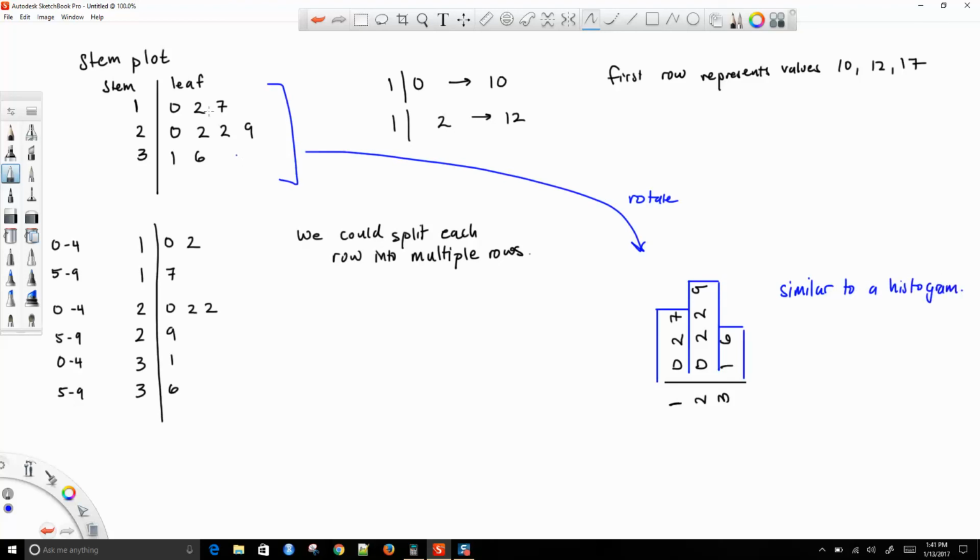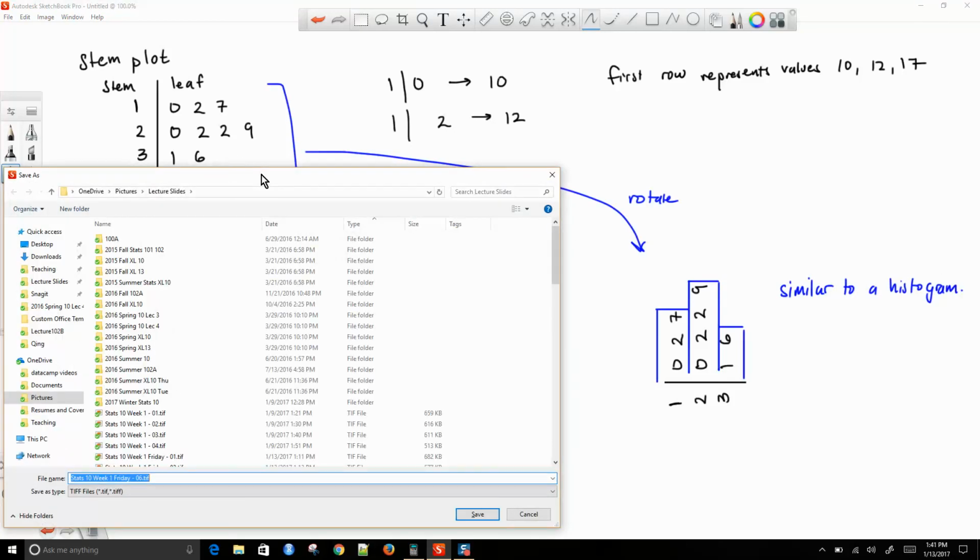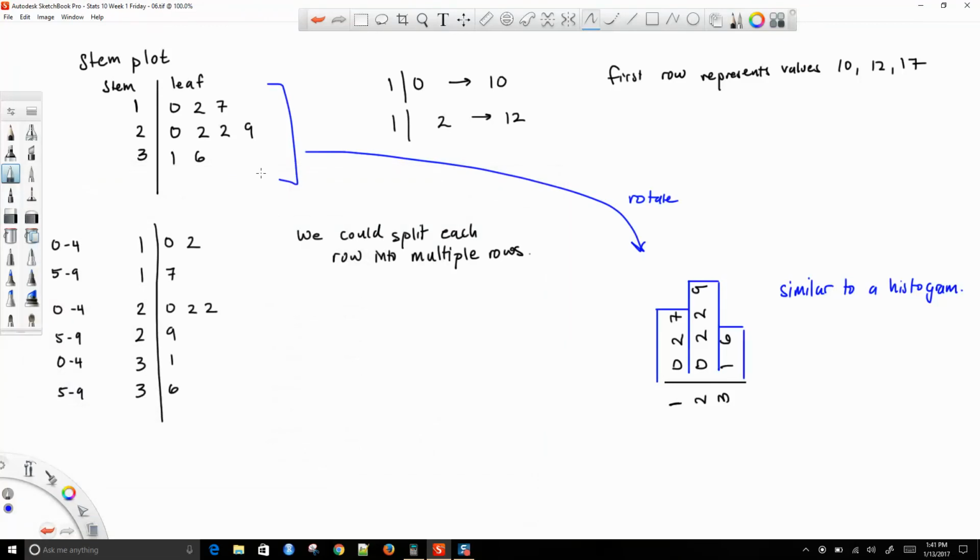By looking at the way the stem plot looks, we can get a general idea of the shape of our data. And the stem plot has the added bonus of letting us see the actual values that each data item took. But for whatever reason, again, I feel like we don't really see these too much outside of the textbooks.